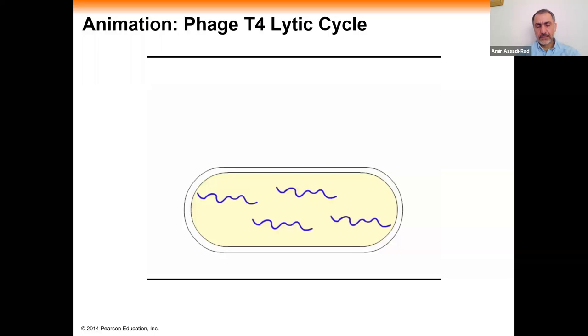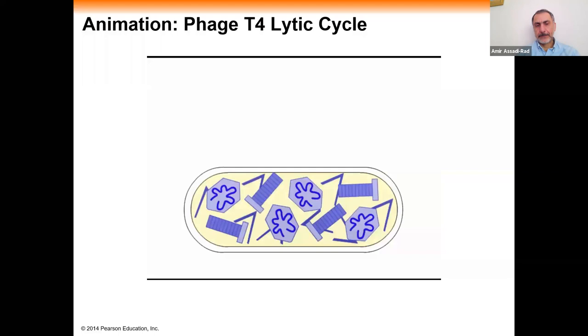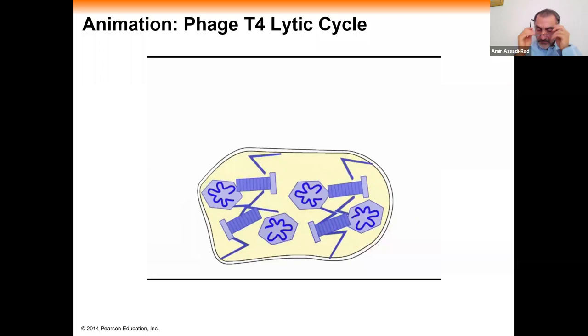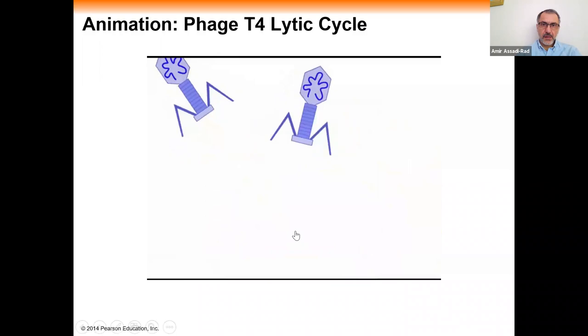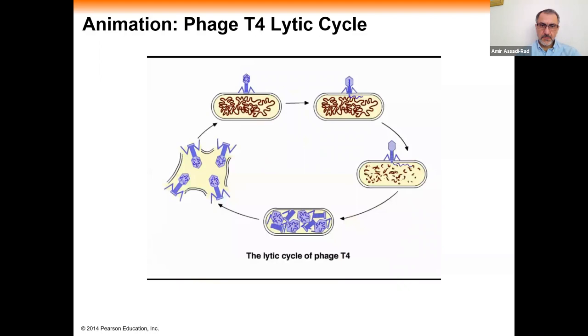The host cell's enzymes and ribosomes transcribe the phage genes and translate them into phage proteins. Phage parts accumulate and assemble to form phages. A phage enzyme digests the bacterial cell wall, and the cell ruptures or lyses. As many as 200 phages spill out. Each of them may go on to infect another cell. This diagram summarizes the lytic cycle of bacteriophage T4.